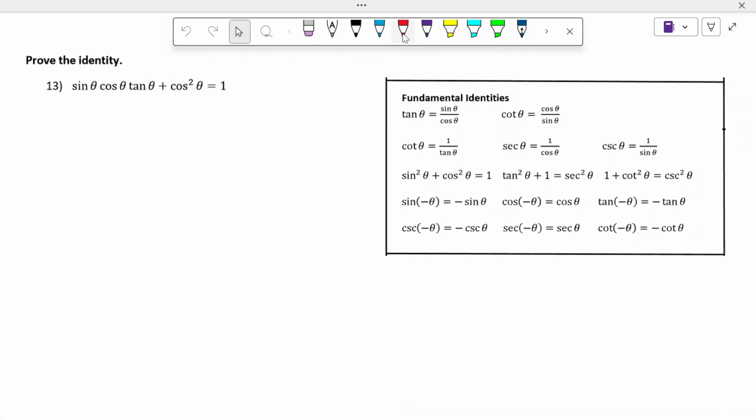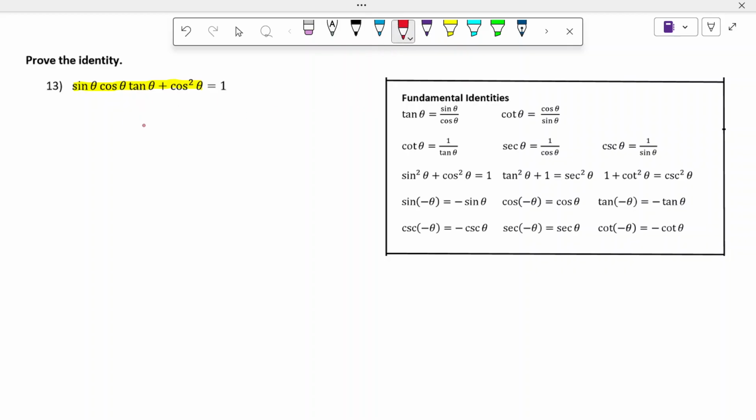We're going to prove these identities. So here's an identity. It says that sine of theta times cosine of theta times tangent of theta plus cosine square of theta just has to equal 1. We have to prove that that's true. My strategy is to always pick the more complicated side, which hopefully is obviously the left side, and we're going to see if we can turn it into 1.